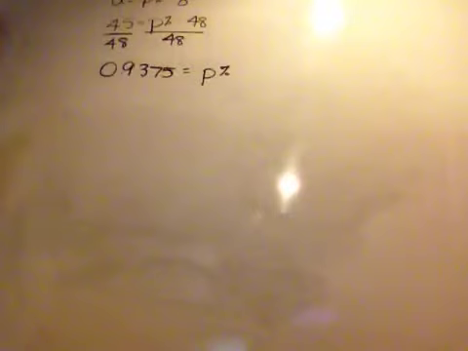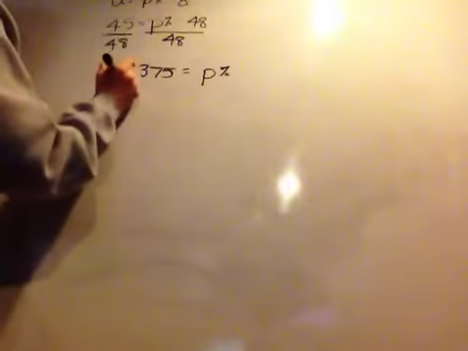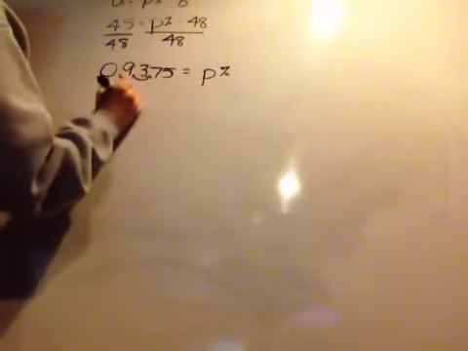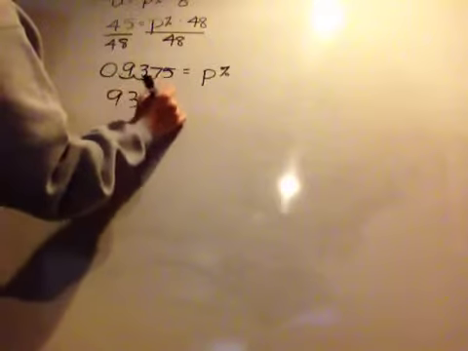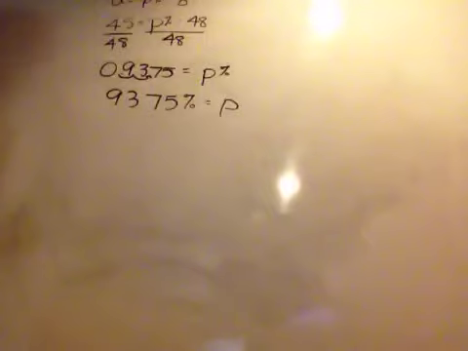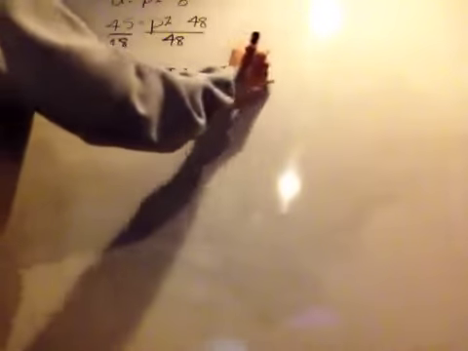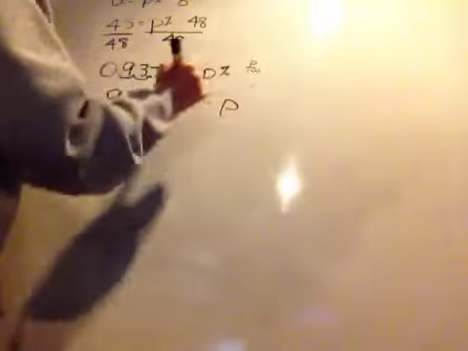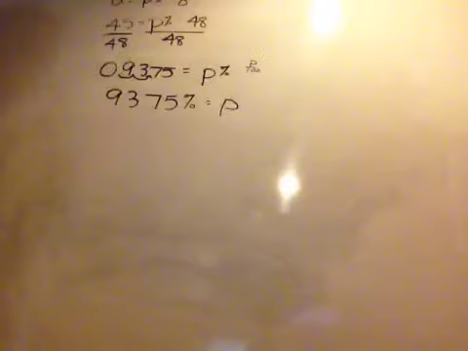So then to change it into our percent, we're going to move our decimal point over 2 places to the right to get 93.75% equals P. You could also think of P percent means P over 100, so you can multiply both sides by 100 to find out what P is as a percent.